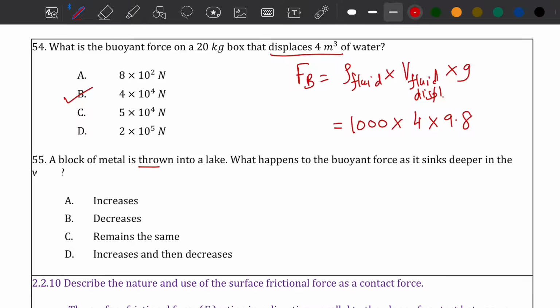A ball of metal is thrown into the lake. So you are dropping it into the lake, the whole thing is inside the lake. What happens to the buoyant force as it sinks deeper into the water? Buoyant force actually depends on how much water you are able to displace. But in this case, the block of metal is thrown into the lake. That means all of it is completely submerged. So the volume displaced will always be equal to the volume of the block itself. So volume displaced is not changing. If the volume displaced is not changing, the buoyant force will remain constant. So it remains the same.